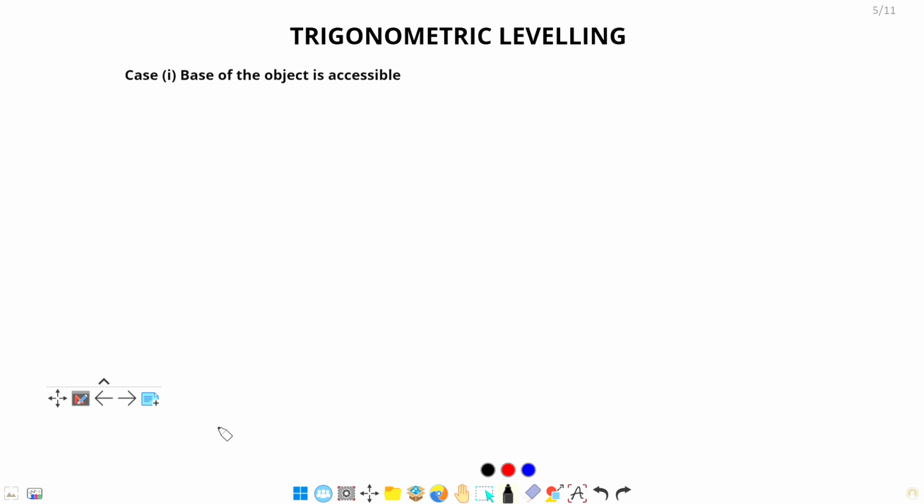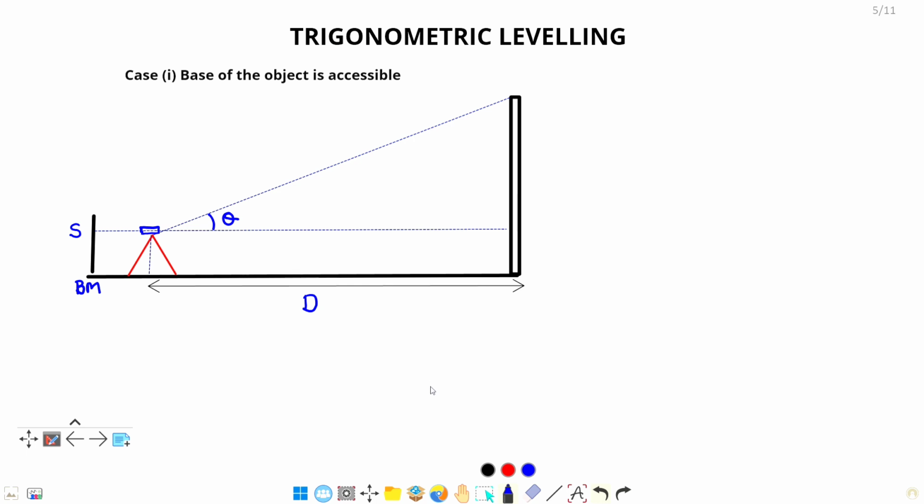First one, base of the object is accessible. So I am going to draw the figure. This is our first case, when the base of the object is accessible. This is a tower. Here point A, we need to calculate the elevation of point A with respect to mean sea level. Here we have some benchmark whose elevation is known. For example, let's assume the elevation of this point is RL of the benchmark.